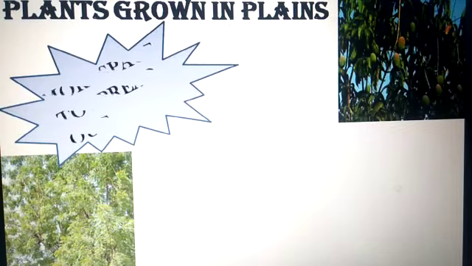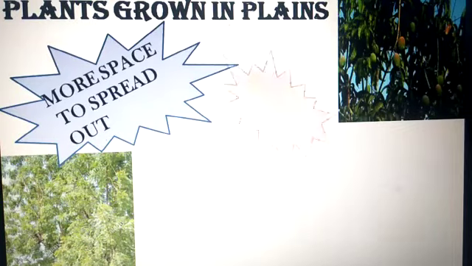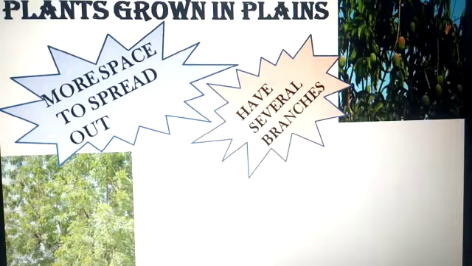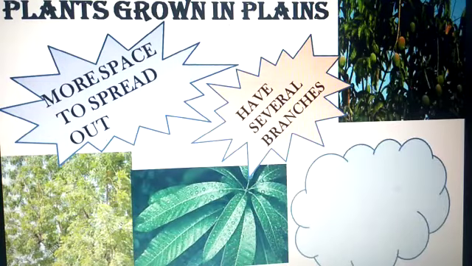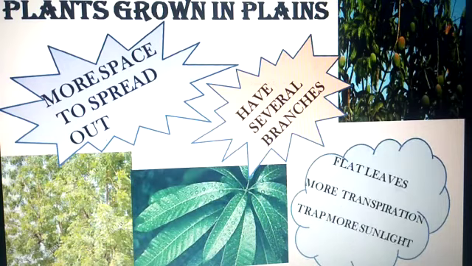They have more space to spread out. They grow several branches. They have flat leaves which help in more transpiration, that is, more water loss from the leaves. Flat leaves also help to trap more sunlight. Mango, neem, peepal, etc. are examples of these plants which grow in plains. These trees lose all their leaves in autumn and new leaves grow in spring.